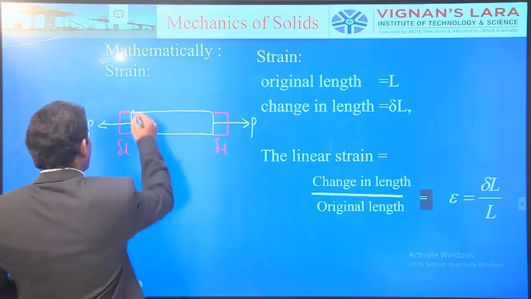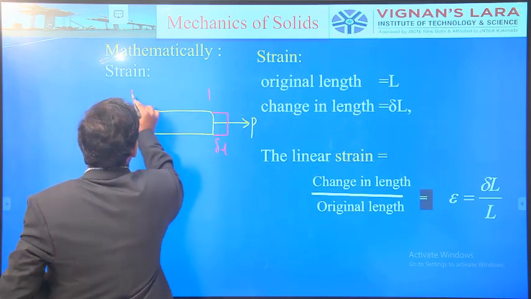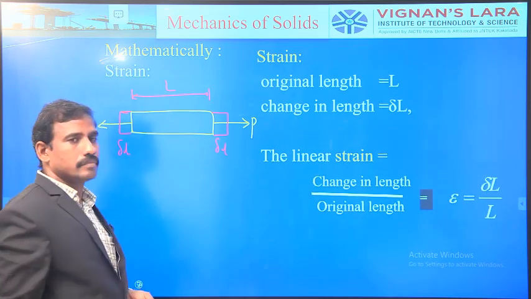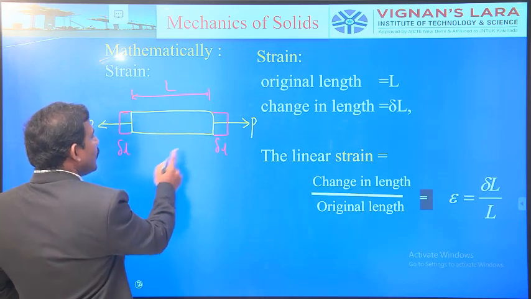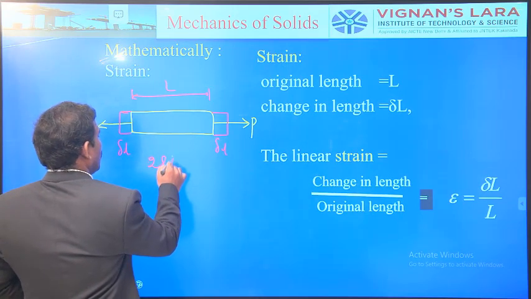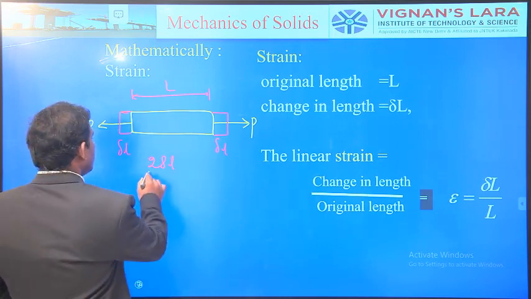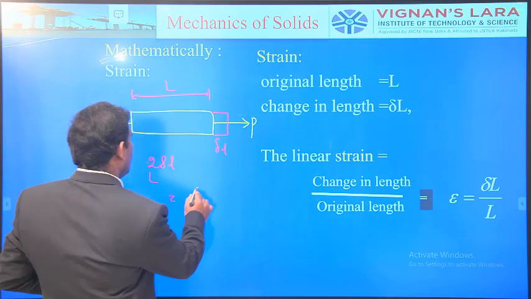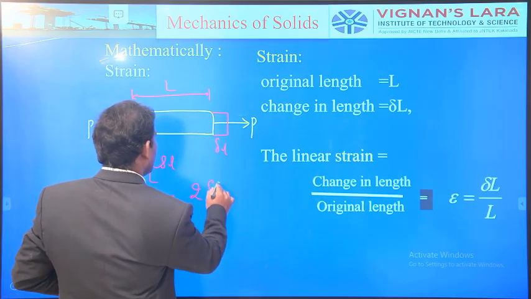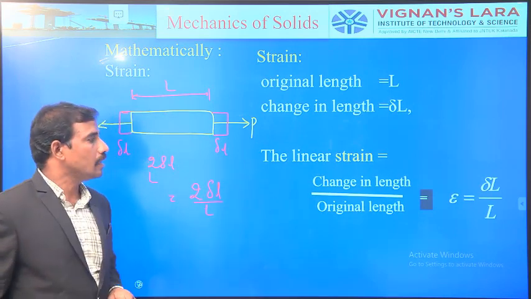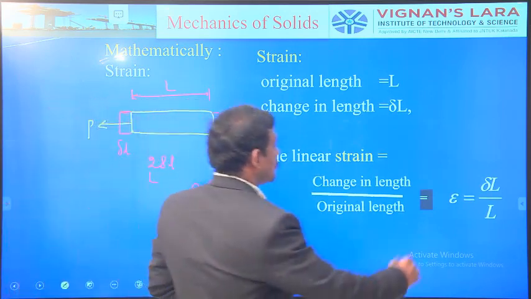What is the original length of the structural member? The original length of the structural member is L. Here the total elongation is 2 delta L. The original length is L. As per the definition, change in length by original length is the strain. So that is the mathematical definition of stress and strain.